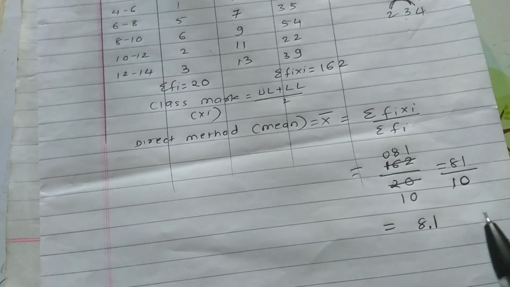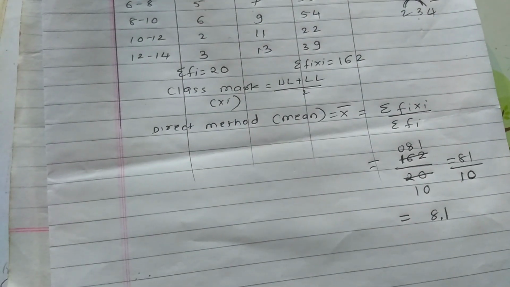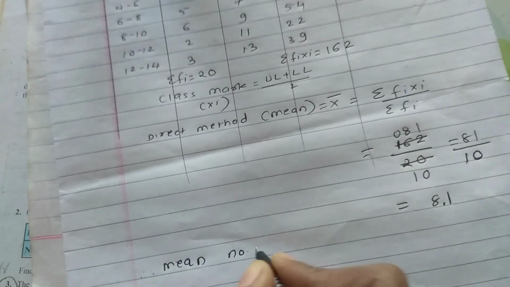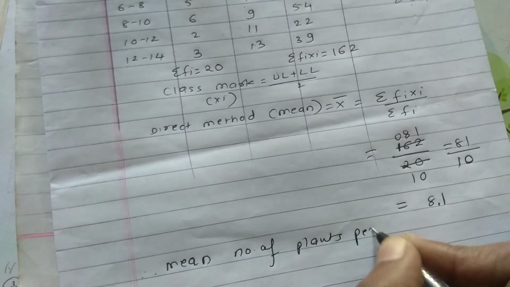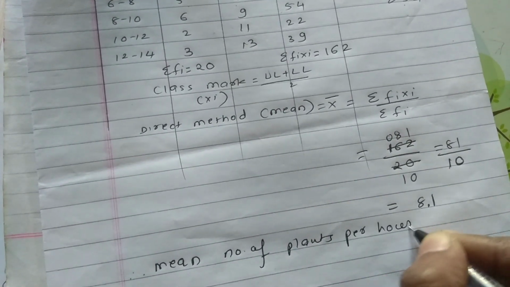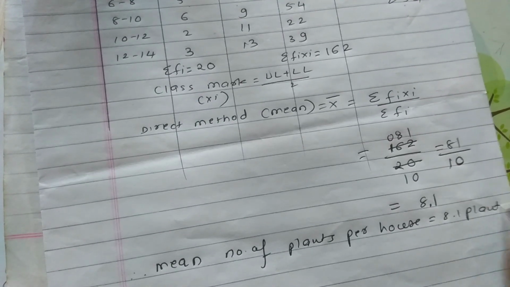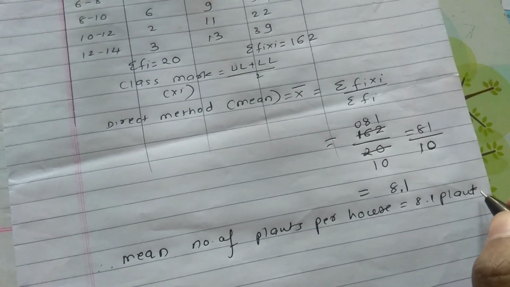This is the mean of the plants per house, right? So our question is, mean number of plants per house means each house, one house, that is 8.1 plants. So approximately 8 plants are planted per house.